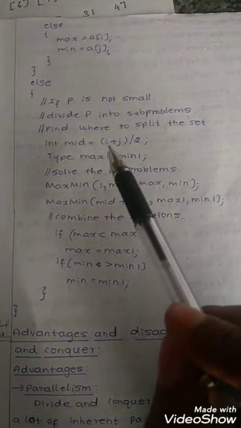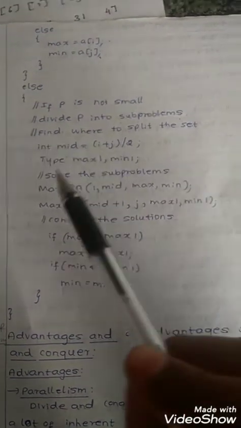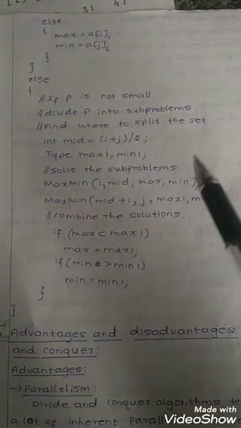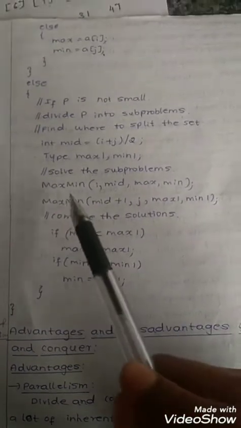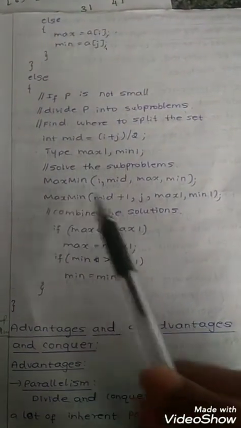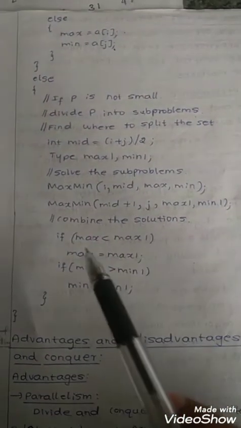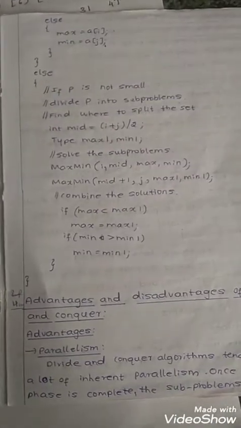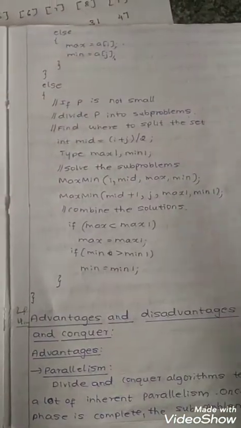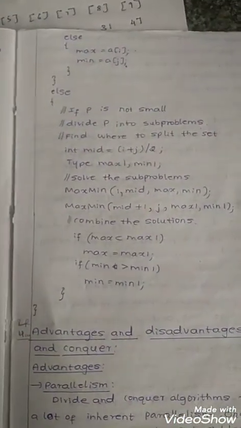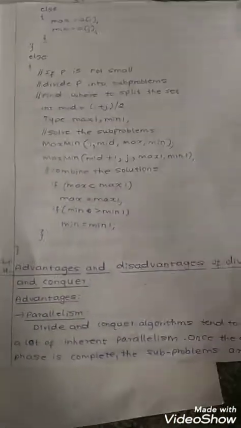How have you split it? (i plus j) by 2. Then I set max1 and min1, then solve the sub-problems. Again I'm calling the MaxMin algorithm here and then combining, and finally I'll reach the smallest case. I'll reach the root node by calling this, and then I will find which is the maximum element and which is the minimum element.